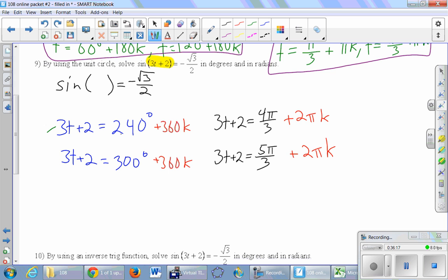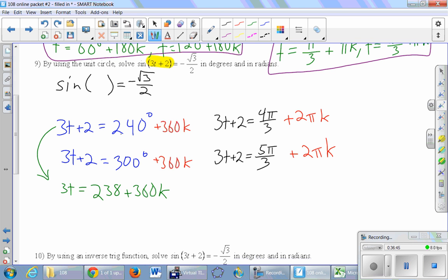So this first equation, we will subtract 2 and then divide by 3. So subtract 2, I guess the 2 goes with the 240, so that makes it a 238 plus 360k. You're not subtracting 2 from everything, you're just subtracting 2 from both sides of the equation, and then you're combining like terms. The 2 goes with the 240 because they're both just numbers. The 2 does not go with the 360k because the 360k has a k in it.